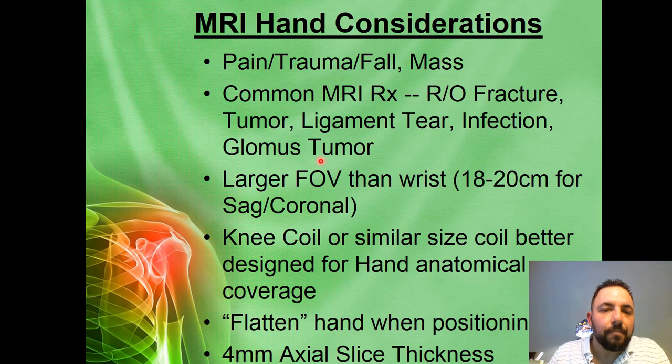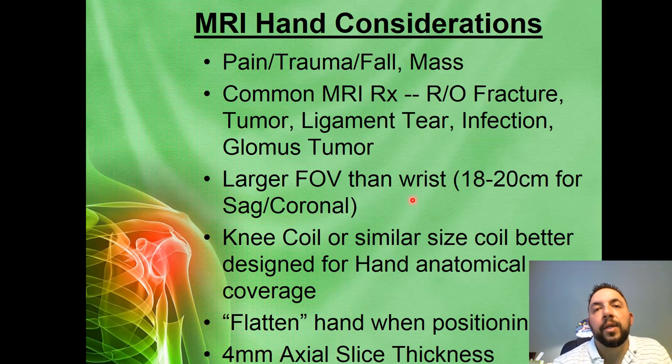MRI of the hand, a little different than the wrist because you need a field of view that's a little bit larger. So be careful with your coil selection. Typical wrist coils only give you coverage 8 to 10 centimeters. But our sagittal and coronals in the hand require a 16 or 18 or even a 20 centimeter to cover a lot more anatomic coverage. So very often we'll use a flex coil, we'll use a knee coil, or something that'll give us greater coverage in the proximal to distal anatomic coverage.